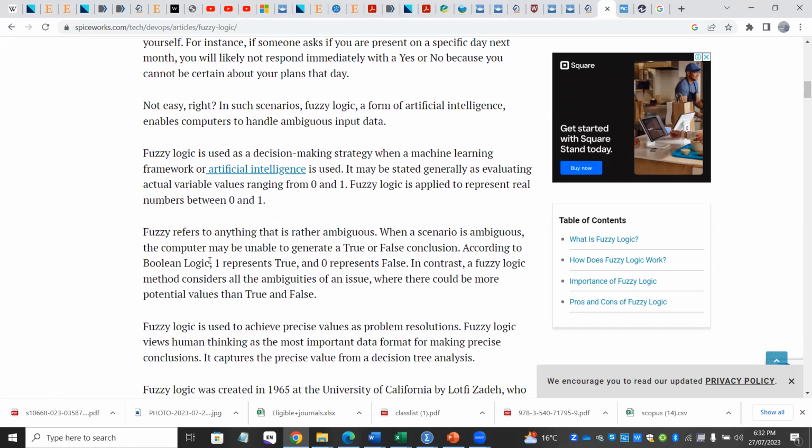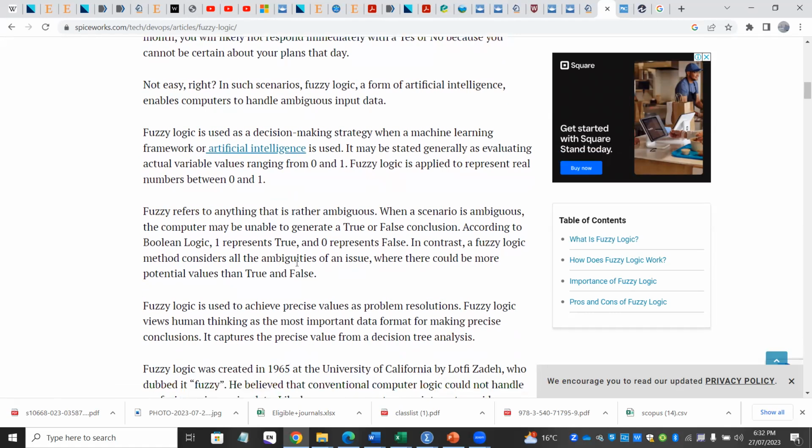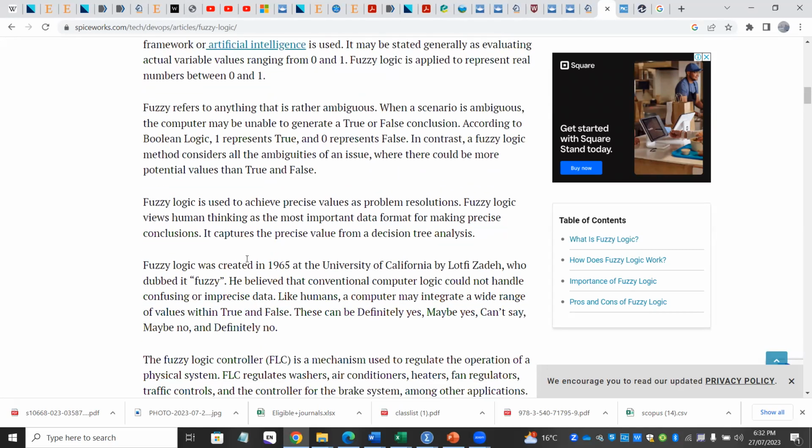According to Boolean logic, 1 represents true and 0 represents false. In contrast, a fuzzy logic method considers all the ambiguities of an issue, where there could be more potential values than true or false. Fuzzy logic is used to achieve precise values for problem resolution. Because things are ambiguous and people don't have yes or no answers, there must be a way we can find out the exact answers of how people think, how people feel, and how people respond to situations.